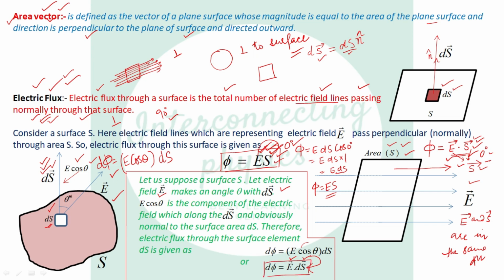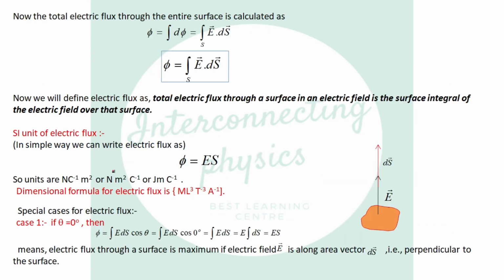Now, if we want to calculate the electric flux through the whole surface, the entire surface, we will integrate d phi over S, over the surface. So we write electric flux as the integration of E vector dot ds vector. So another definition of electric flux: the total electric flux through a surface in an electric field is the surface integral of the electric field over that surface.